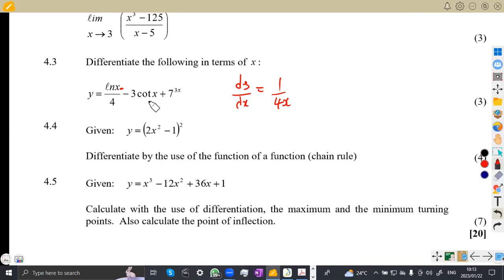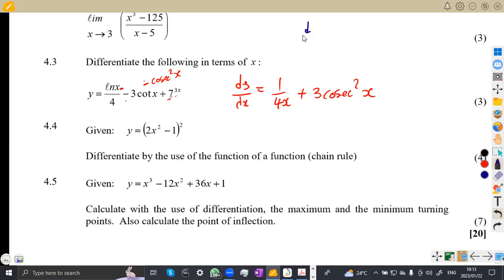Then we move on to minus 3 cot. Remember that cot gives us negative cosec squared. So this is going to be negative cosec squared x. So negative times negative, that's a positive. So it is going to be positive 3 cosec squared x. Okay, then we've got 7 to the exponent of 3x. Okay, let me just rewrite this down.